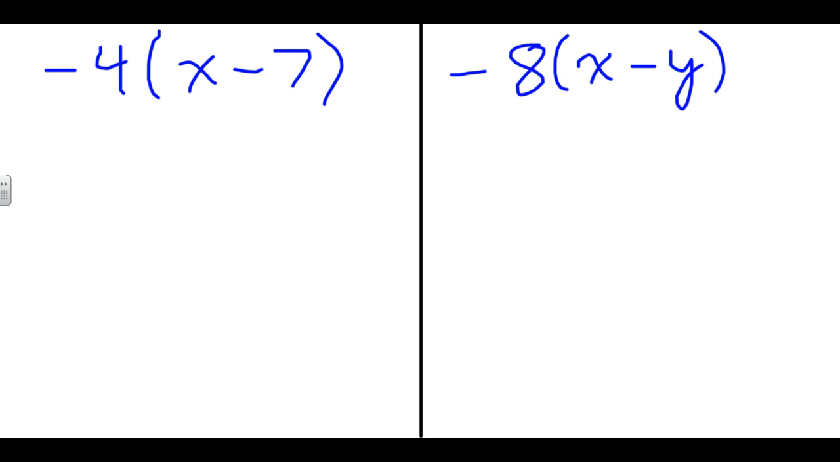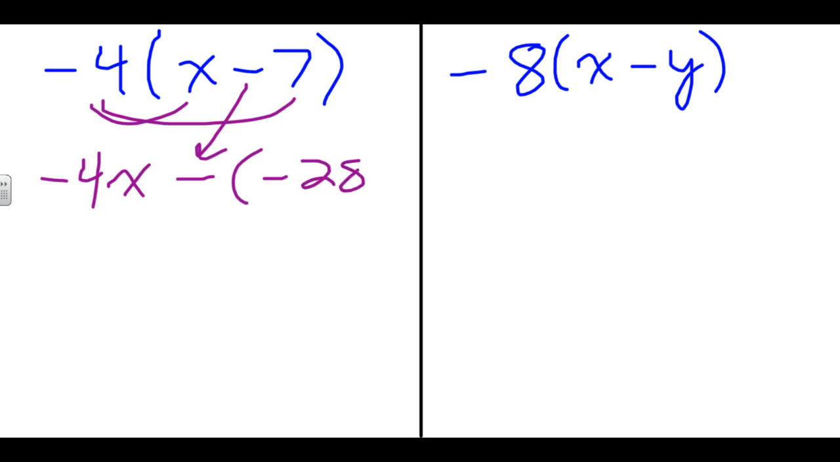We have negative 4 times x minus 7 and negative 8 times x minus y. Again, I encourage you to pause the video and try to work through these problems before we review them, but you are welcome to just watch through until we get to the final practice problems at the end. Negative 4 times x and negative 4 times 7 becomes negative 4x minus negative 4 times 7, which is negative 28.